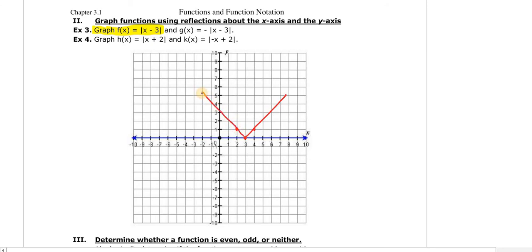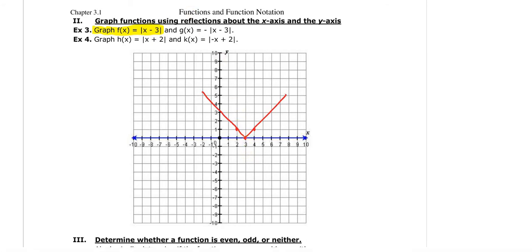So this is the parent function f of x. We know the graph of the absolute value function. Then if you take a look at g of x, you will notice that all of the values of y of the function were reflected. Now they are negative. That means every outcome from the original function that used to be positive is going to be negative. That means the function is going to reflect about the x-axis.